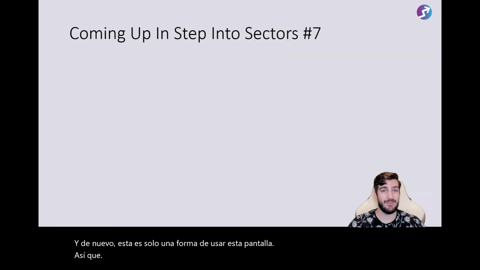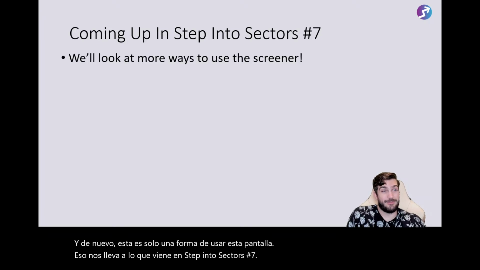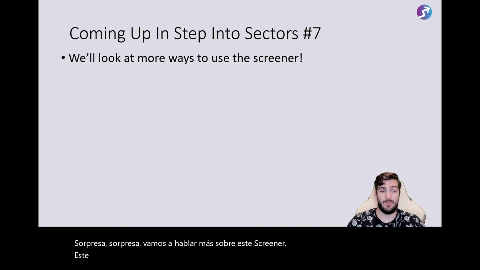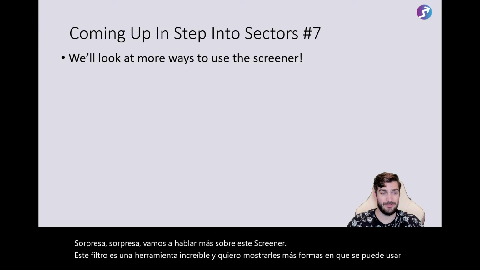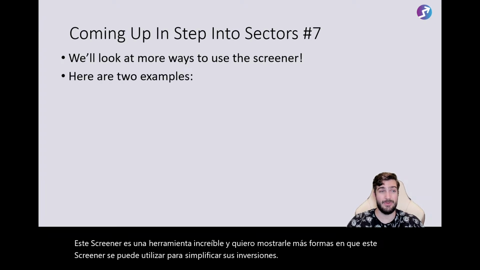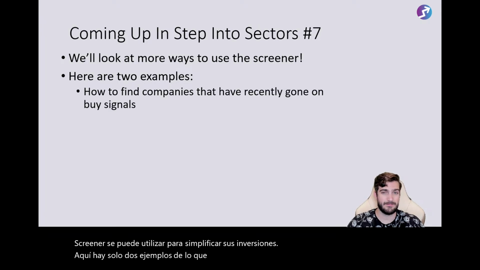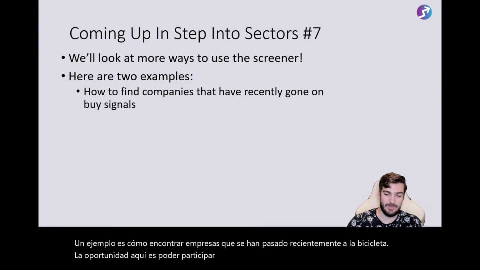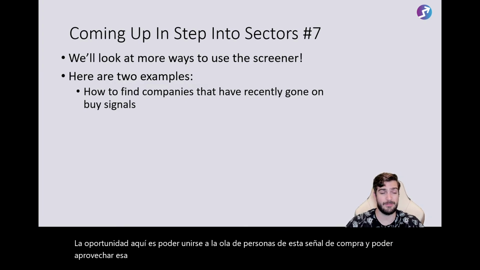So, that brings us to what's coming up in Step Into Sectors number 7. Surprise, surprise, we're going to talk more about the screener. This screener is an amazing tool, and I want to show you more ways that it can be used to simplify your investments. Here are only 2 examples of what we will cover in next week's webinar. One example is how to find companies that have recently gone on buy signals. The opportunity here is being able to join in on the wave of people on this buy signal and ride that positive trend as far as it goes.